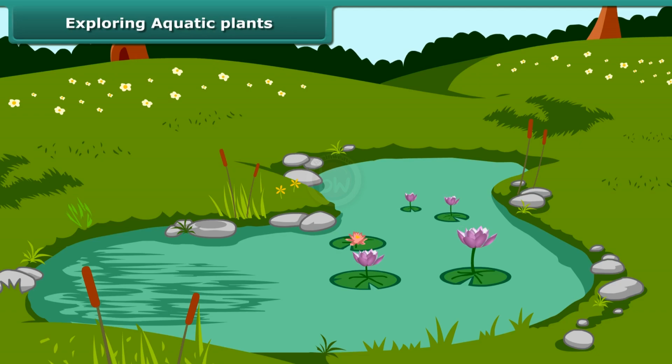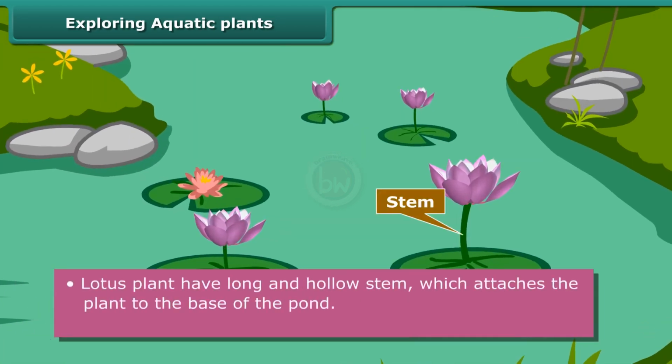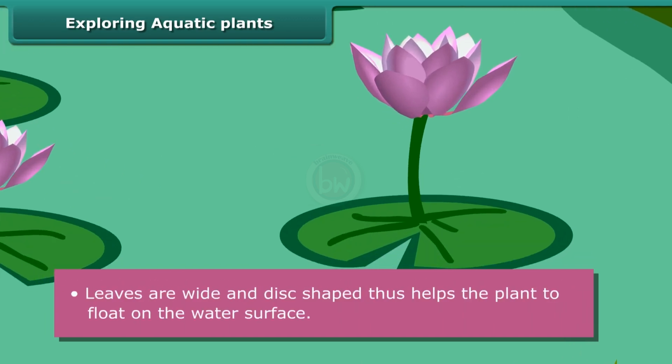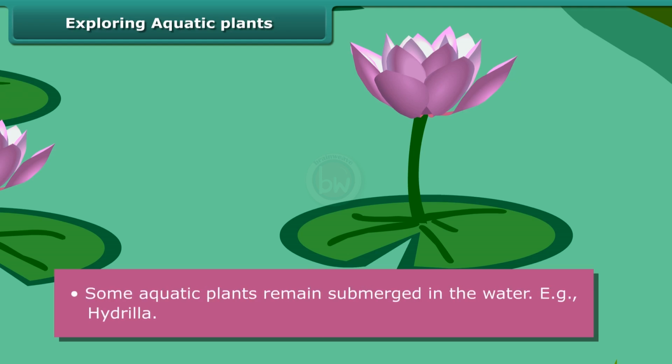These plants show various adaptations to live in water. Lotus plants have a long and hollow stem, which attaches the plant to the base of the pond. Roots are short. Leaves are wide and disc-shaped, thus helping the plant to float on the water surface. Some aquatic plants remain submerged in the water. For example, hydrilla.